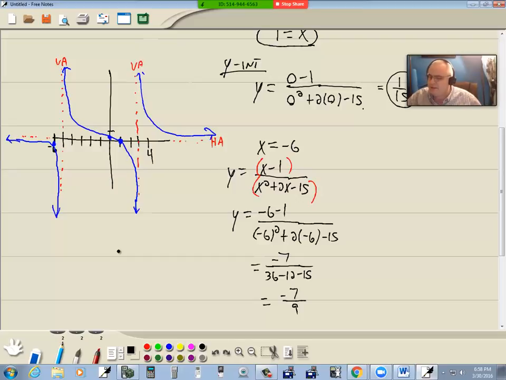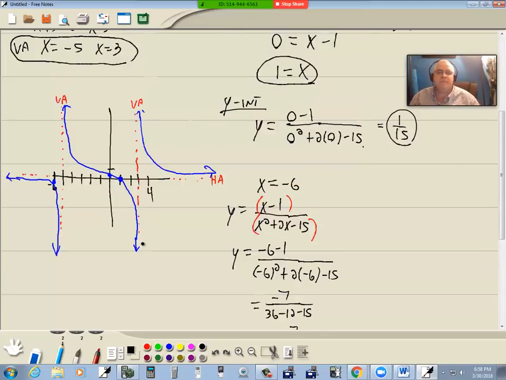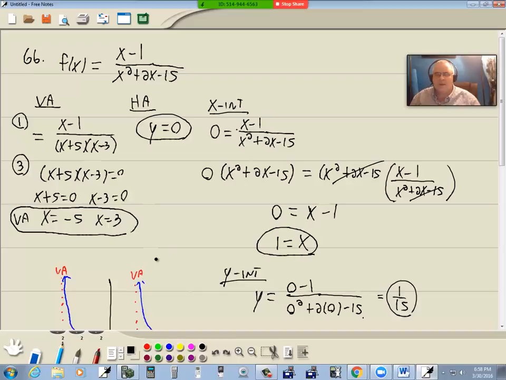And that's really it for that section. So let's take a look at the next section. Next section is 4.6, polynomial inequalities and rational inequalities.